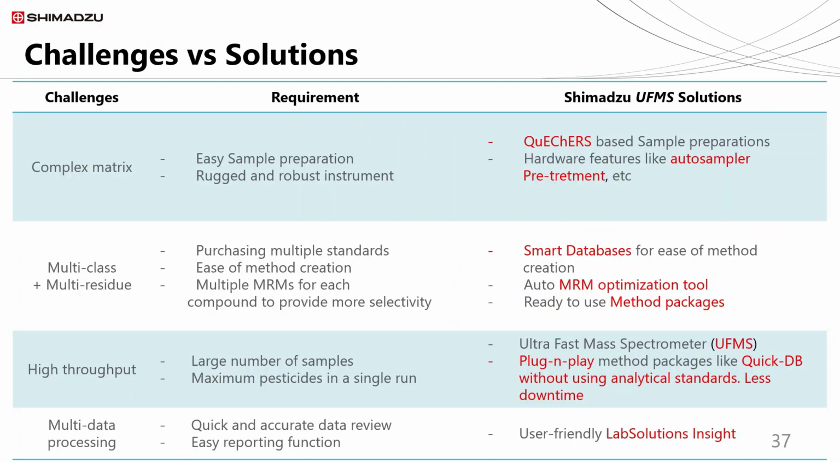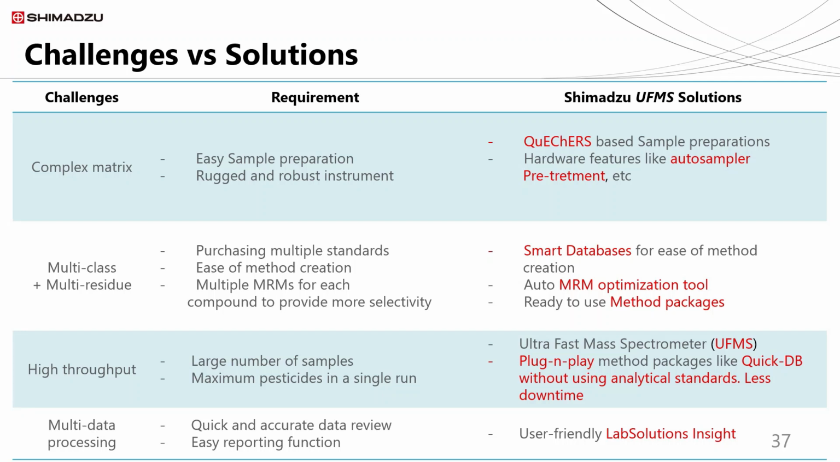So, as we come to the conclusion, this is how Shimadzu UFMS provides a total solution to various challenges faced by testing laboratories along their entire workflow. Feature-based sample preparation, effective accessories, and hardware features like auto-sampler pre-treatment prove to be helpful in handling complex matrices. A smart database with pre-registered optimized MRMs for more than 500 pesticides for GCMS and more than 800 pesticides for LCMS, covering various classes and ready-to-use method packages, helps significantly in creating multi-residue methods without any error.